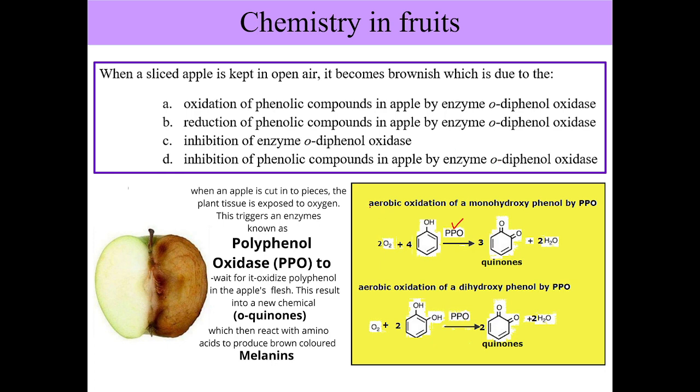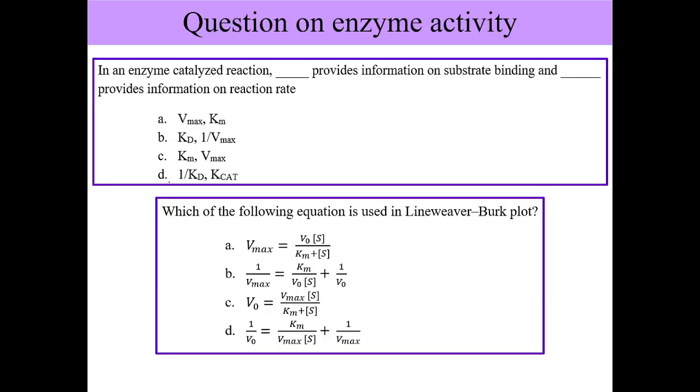It is happening when aerobic oxidation of phenol by this polyphenol oxidase gives quinone, and then that quinone reacts with amino acids to give melanin, right? So that is because of aerobic oxidation, and therefore this should be the right answer. Number A should be the right answer.